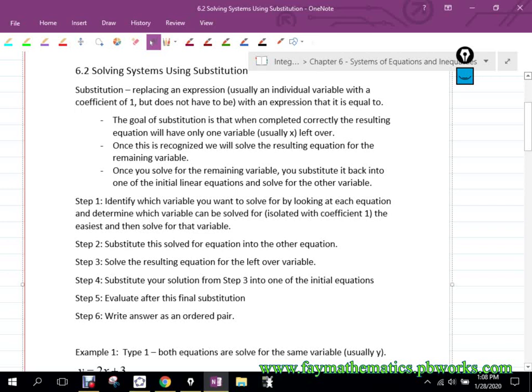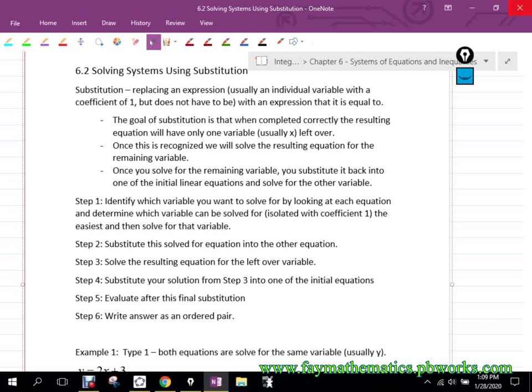Substitution is going to eliminate, or get rid of, a variable for us. We're able to solve then for what's left over. Once we solve for what's left over, we then take that and substitute it again and solve for the other variable. These 6 steps identify how to do that. Step number 1, the best thing to do is decide what variable you want to substitute with.